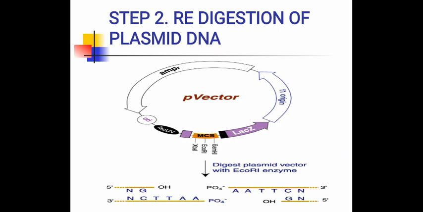Then the vector, plasmid vector. Why is it called a vector? Because with the help of the plasmid only we can transfer this gene into a bacterium, where it can replicate. That's why it is called a vector. See here, in the plasmid we introduce the DNA of interest. This plasmid is also cut by restriction endonuclease enzyme at a specific site.